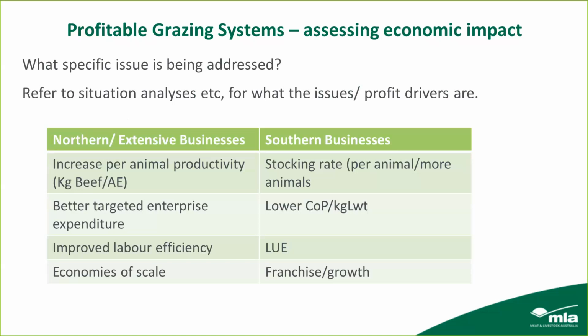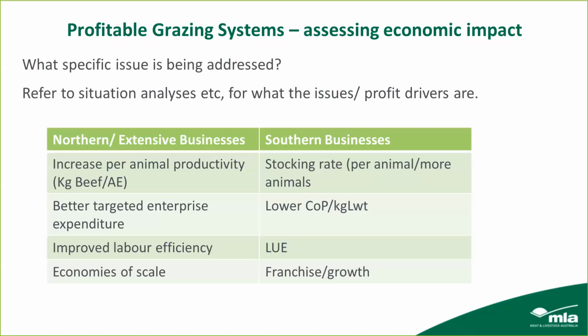From a northern or extensive focus, which is where I work, the key issues usually are, in about 80% of cases, these are the main ones to focus: increasing the per animal productivity, so kilos of beef per adult equivalent, better targeting or optimising our enterprise expenditure, getting more back than we're spending on the herd, improving labour efficiency, or addressing economies of scale. Addressing one or more of them is usually the top priority for northern or extensive businesses, but it's important to know which one. I'll just ask Basil to add more detail to the southern businesses.